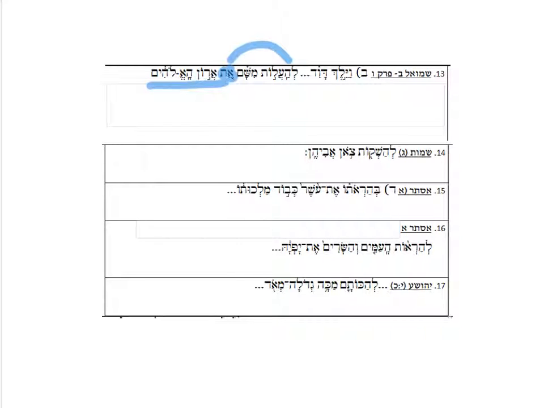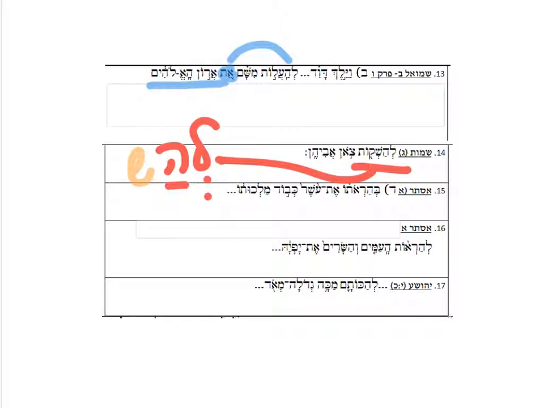So here I have in Shemot that Lehashkot Tzon Avihen, that the daughters of Yitro give water. Lehashkot. Okay, Lehashkot. So I have my Kelev prefix. I have my Hey Patach. And my Shoresh is what? What's my Shoresh? My Shoresh is Shin, Kuf.